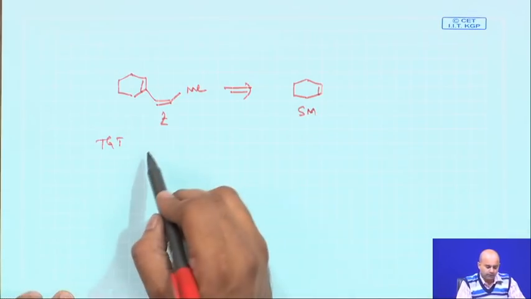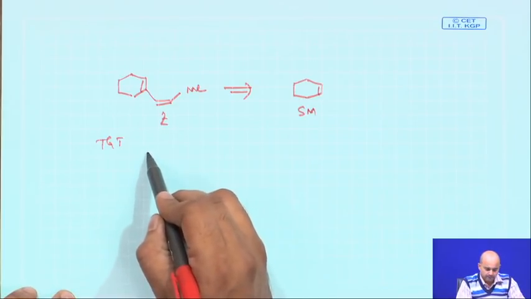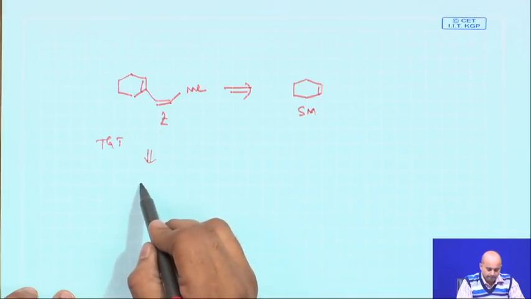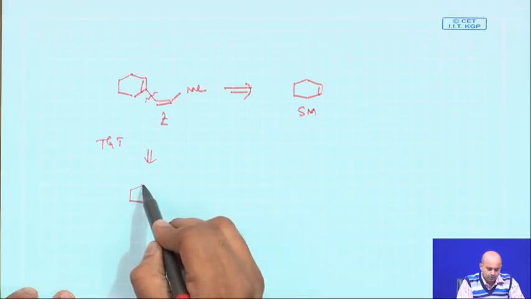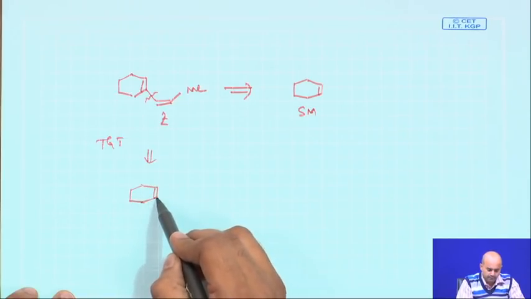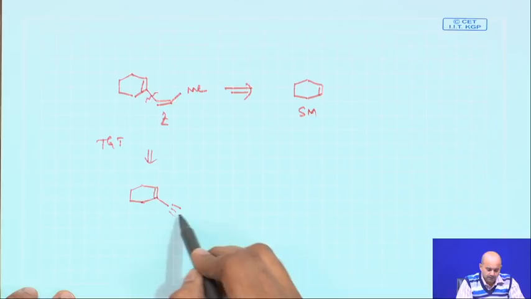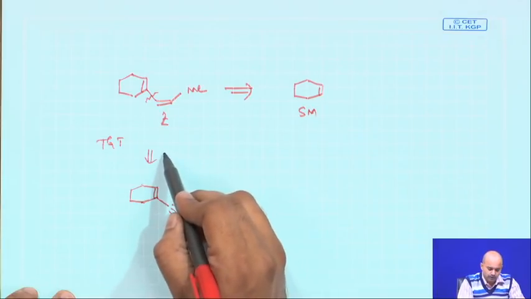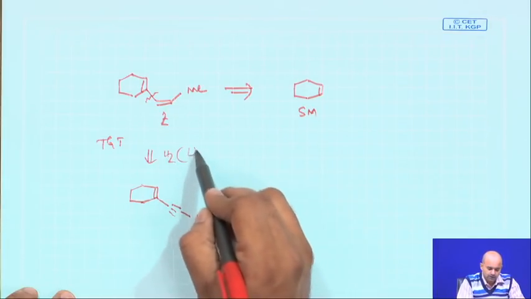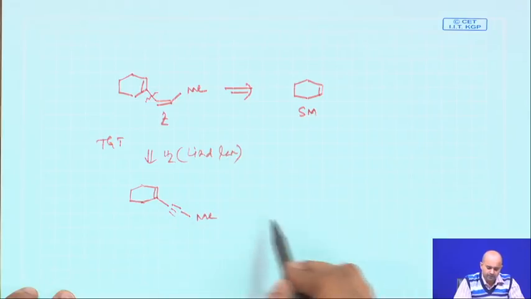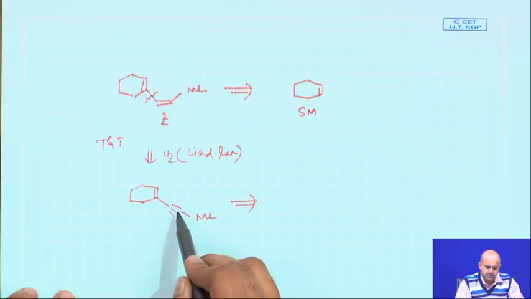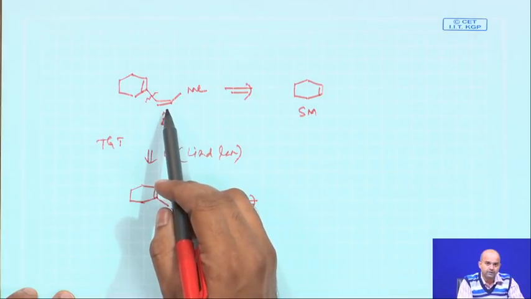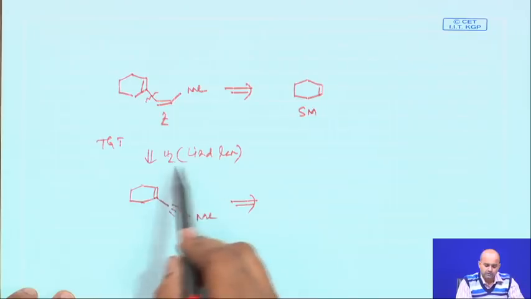Now, if you try to analyze this, we will say that this is the appendage which needs to be introduced. So, now let us disconnect. If you have a compound like this, okay, you can do a hydrogenation with Lindlar catalyst. So, this appendage, now how can you introduce it? An alkyne appendage can be converted to an olefinic appendage by hydrogenation.